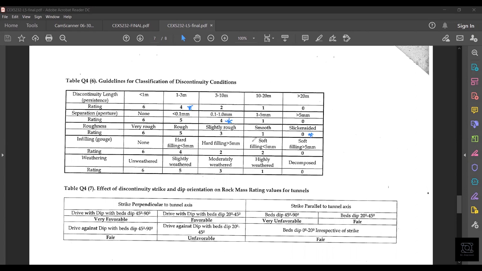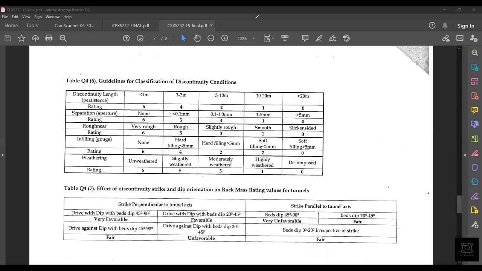Next, is it hard filling? Less than 5 mm. Hard filling less than 5 mm, so 4. Finally, it is slightly weathered. Slightly weathered means again 5. So you have to add up all these values: 4, 4, 0, 4, 5. You have to use these values and write down for joint one. Similarly, you have to find the values for joint two also.